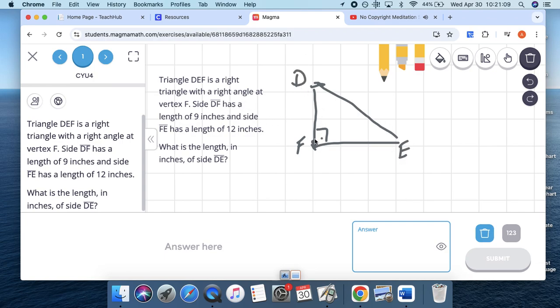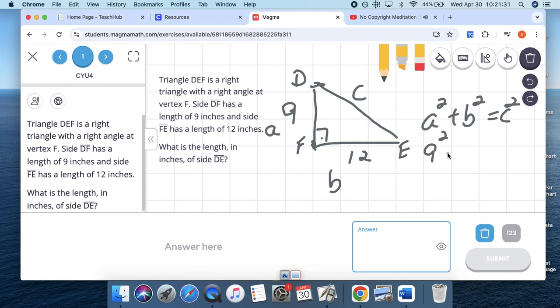They also say that DF right here is 9 and FE is 12. So they're looking for the distance, the side length DE, which in this case is our hypotenuse. So let's call this A and let's call this B, and the rest is just plugging it in and solving it. So A squared plus B squared equals C squared. We're looking for the hypotenuse.